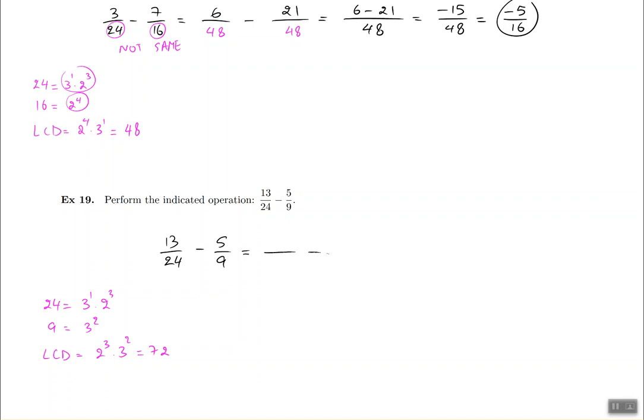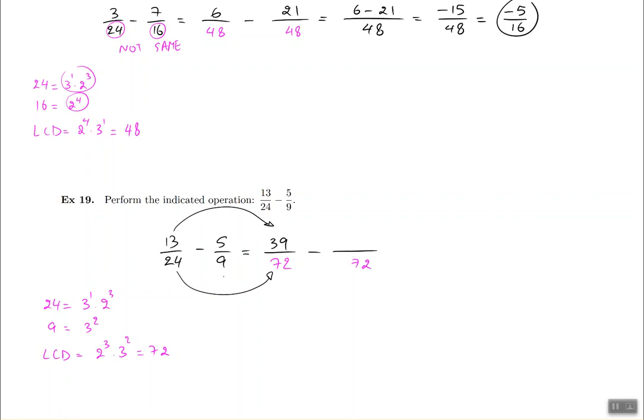So I'm going to have two fractions with a 72 instead of 24 and a 9. So now think about, what do you multiply 24 by to make it 72? So 24 to become 72 needs to get multiplied by 3. So we do the same thing with the numerator. 3 times 13 will be 39.